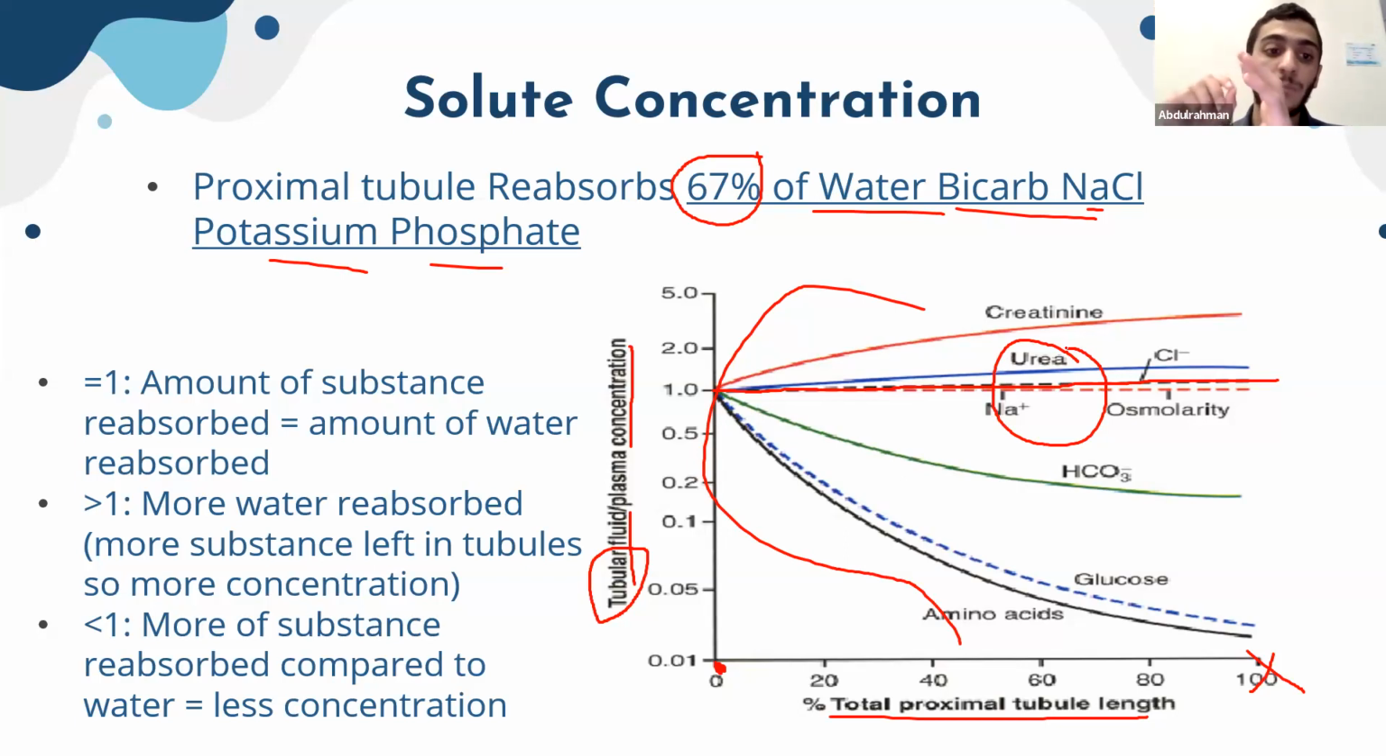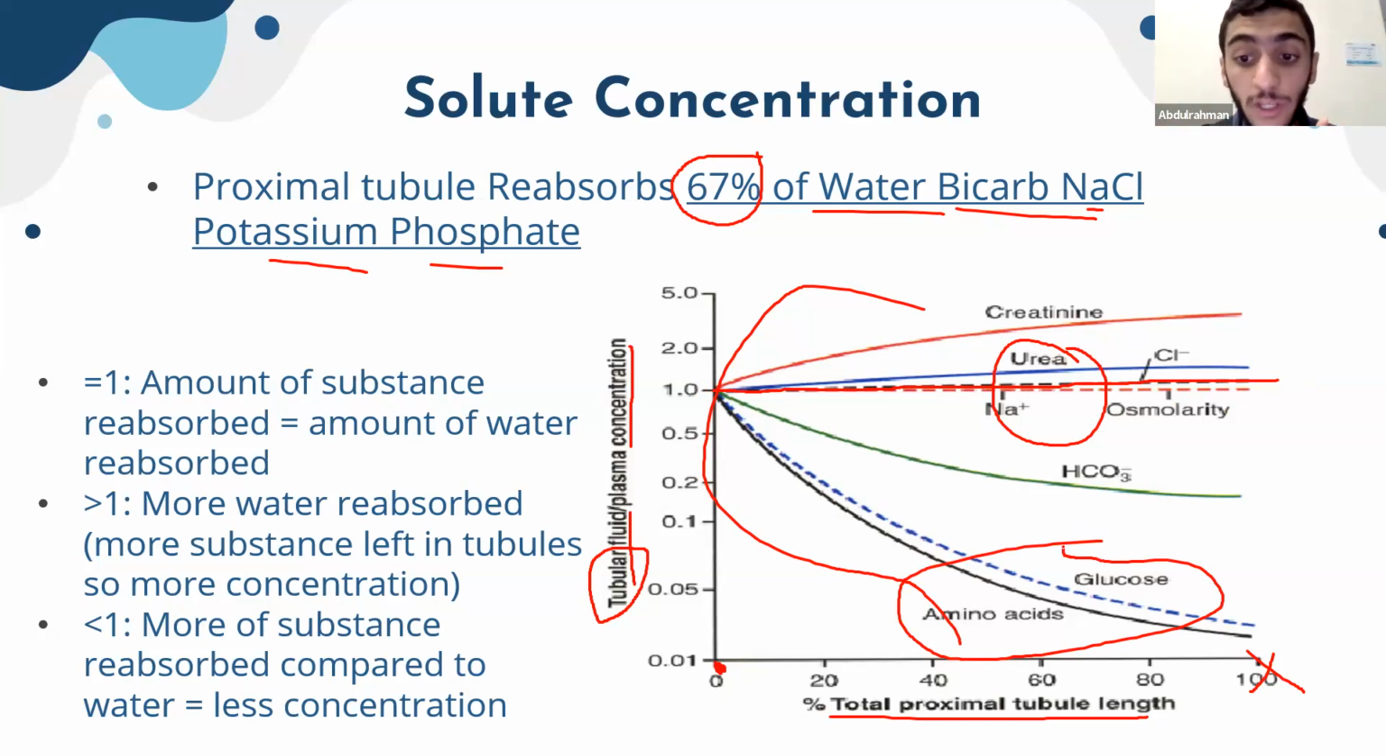However, they are still the same substance, and that's why they are close to the osmolarity of water, or close to level 1, because they're not changing. Now, if we take something such as glucose and amino acids, if you look, they're going very far down. Why is that? What exactly is happening here? What is the mechanism?